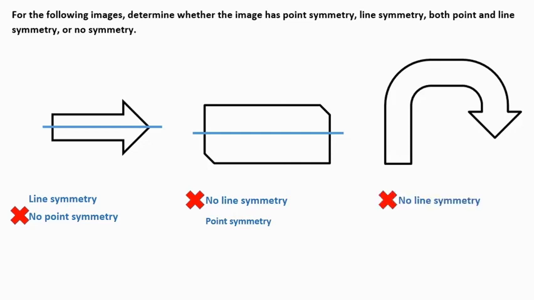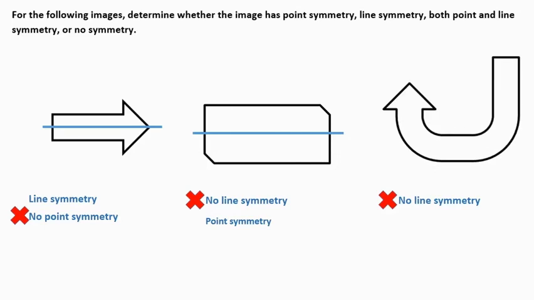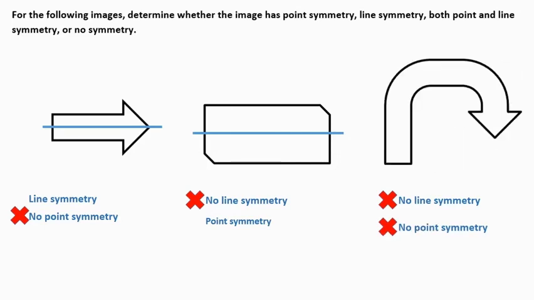For my last shape, there is no line that I can draw where this shape will be perfectly reflected. And when I rotate it, it is not exactly the same, so it does not have point symmetry. The last shape will have no symmetry.